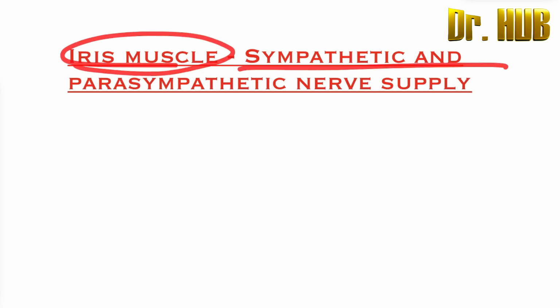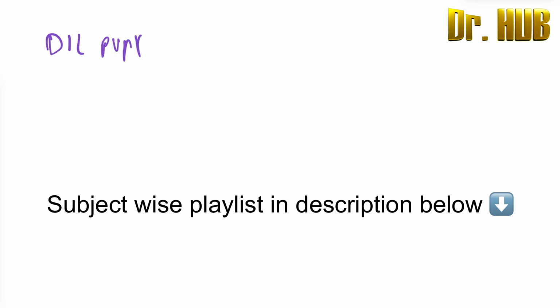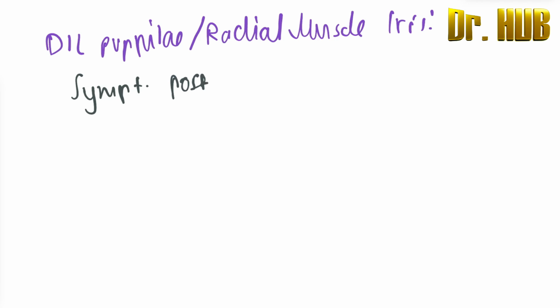Iris muscle, the sympathetic and the parasympathetic nerve supply. So beginning with the dilator pupillae, or the radial muscle of the iris. Here there are sympathetic postganglionic nerves from the cervical ganglion.